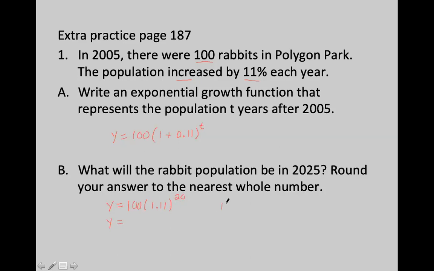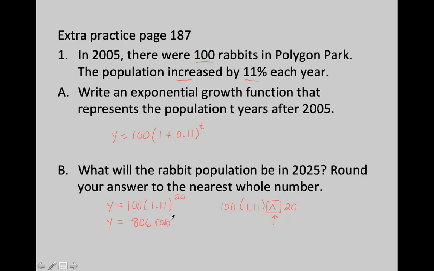So here's what I've typed in. My calculator keystrokes are 100, my left parenthesis, and I typed in my 1.11. To do an exponent of 20, you're going to push the little key that looks like a little caret, as we call it. You're going to push that key, and then you're going to enter your exponent, your 20. Then that goes outside my parentheses. I enter to the 20th power, and it says round your answer to the nearest whole number, right? We don't want any partial rabbits. So we have 806 rabbits.